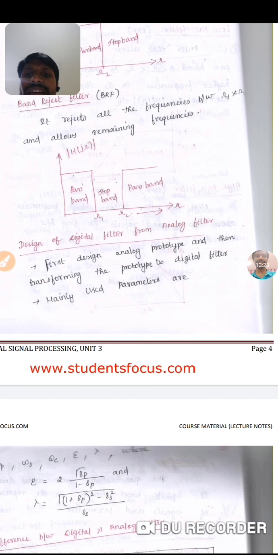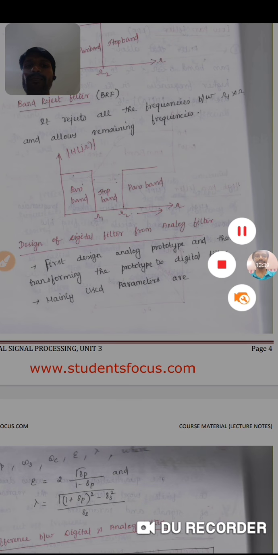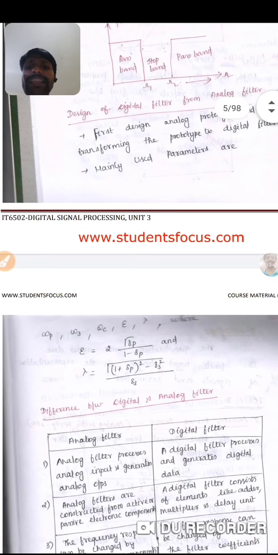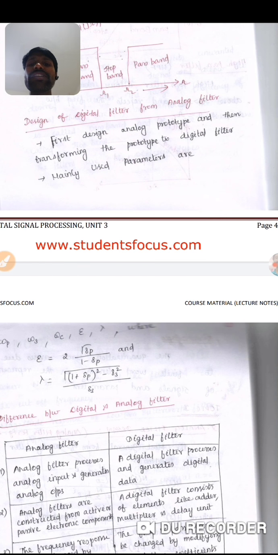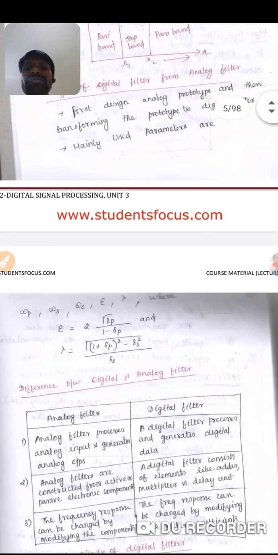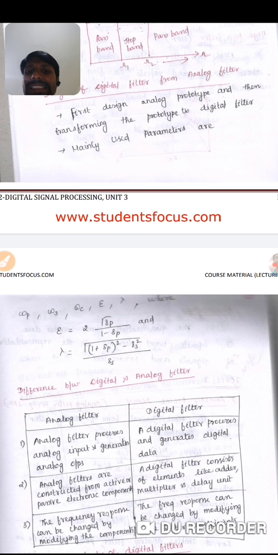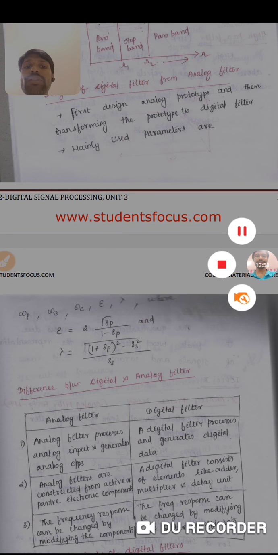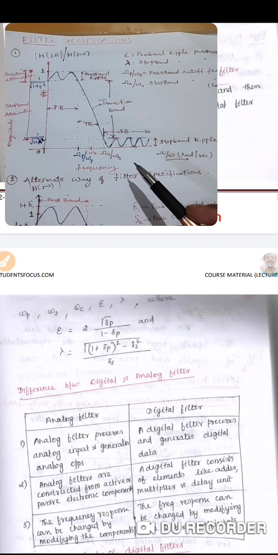Before designing any digital filter, first we have to design the analog prototype, and then we have to transform that analog prototype to the digital filter. So for designing the filter, first we need to know the parameters. The main parameters we use are omega p, omega s, omega c, epsilon and lambda. I will show you the specifications here on the paper. Let us see the filter specifications.